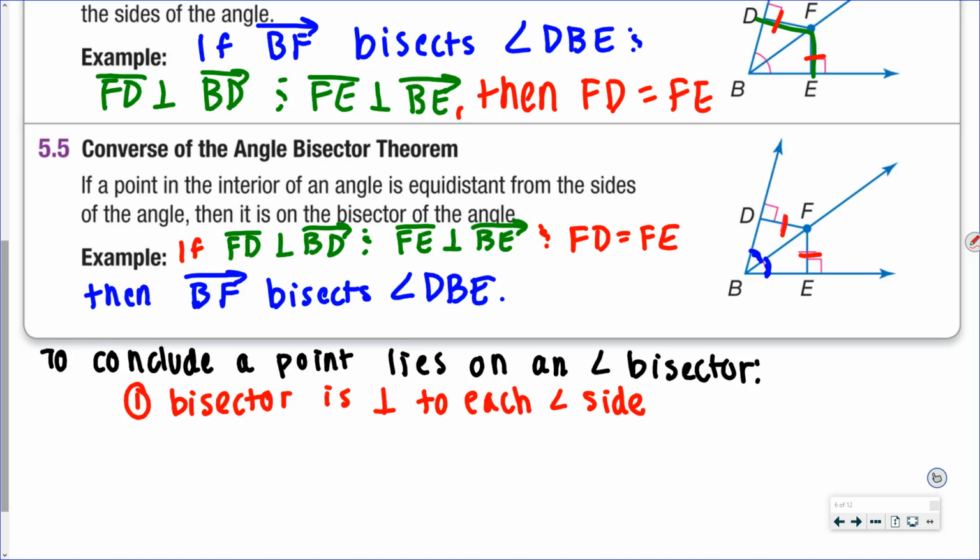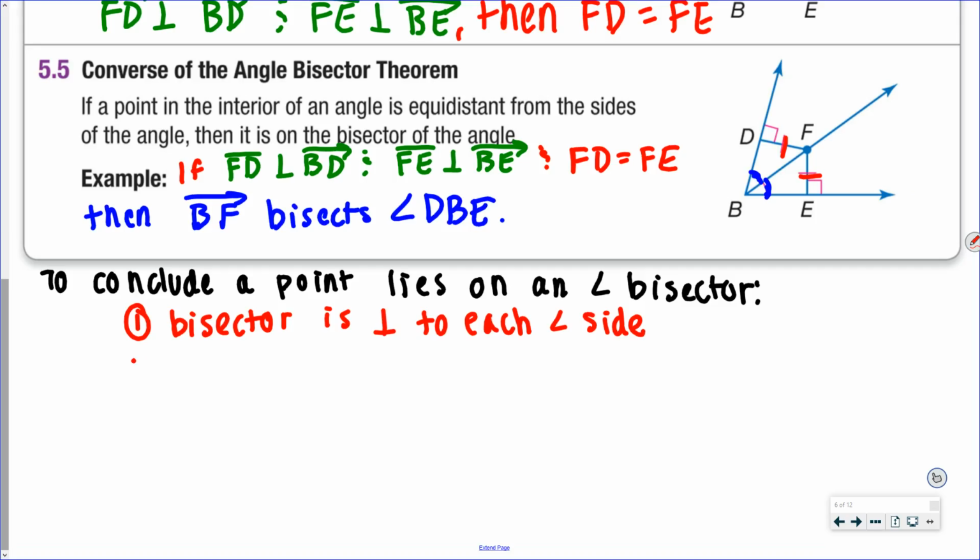This only works if we're looking at the shortest distance, because obviously you could say, oh, I found a counterexample here. Point F, if I drew it way over here, that's obviously not the same distance as this. So we're just taking the shortest distance, the distance perpendicular. So that has to be shown, or that has to hold true.